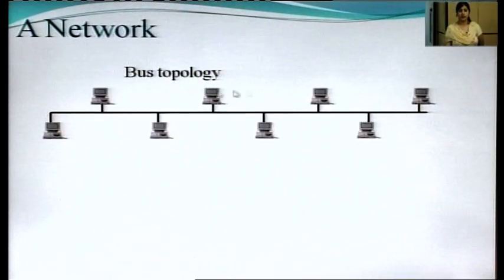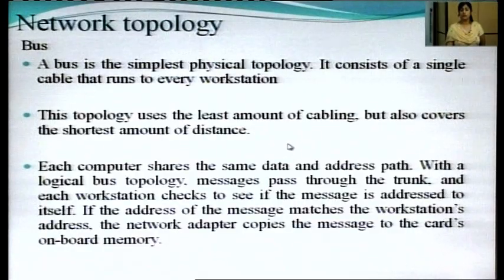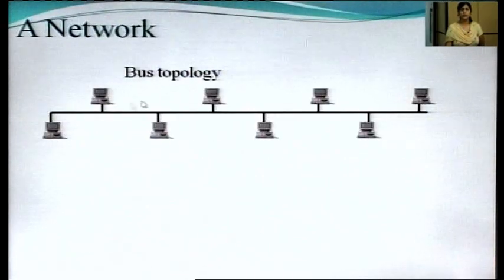You can look at this diagram. Many computers are attached through a cable here, and this forms a bus, that is, serially connected computers. You can take these computers and attach them in a serial manner by using a single cable. Now what are the advantages and disadvantages? A bus is the simplest physical topology. It is very simple to design, and it is very easy to connect many computers with each other.